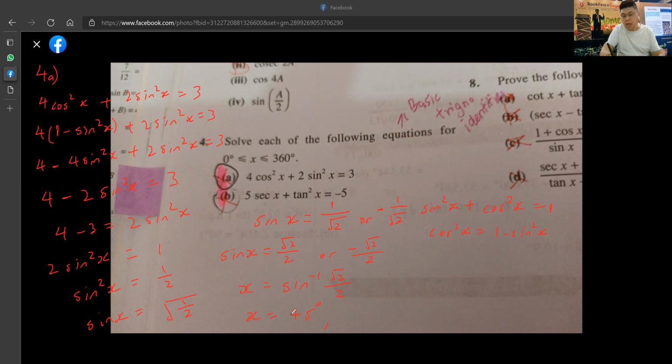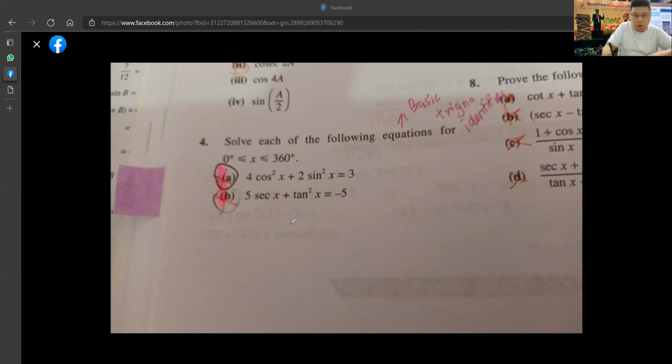So if the basic angle is 45 degrees, the second quadrant will be 180 minus 45 degrees, which is 135 degrees. Or 180 plus 45, that's 225 degrees. And 360 minus 45 degrees, you have 315 degrees. So all four quadrants are involved for part A. So I hope you are clear about part A. So let's move on to part B.